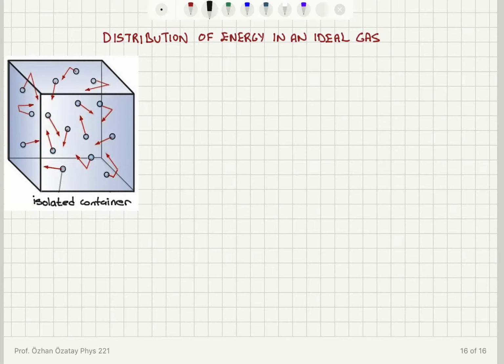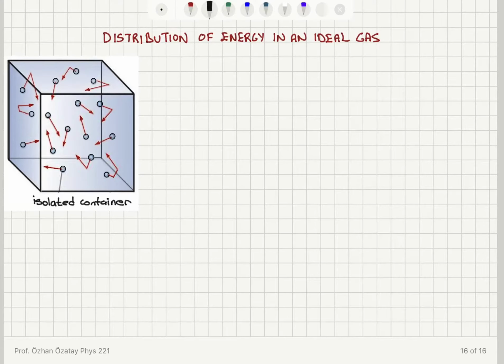Okay, now we have an ideal gas that is trapped inside an isolated container. And the question of interest is that since the system is isolated, the total energy is not changing in time, but how is this energy distributed between molecules?